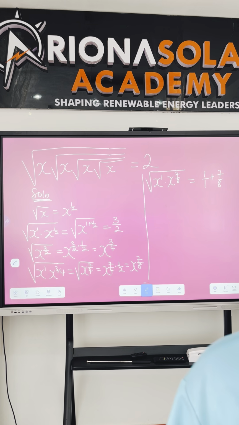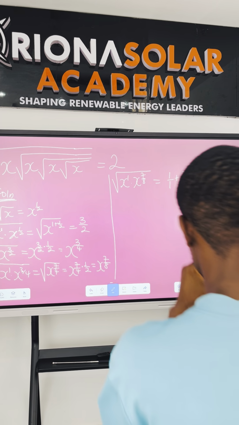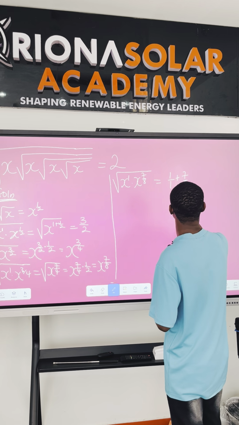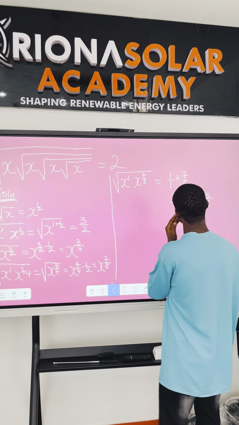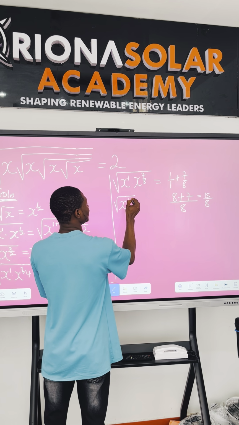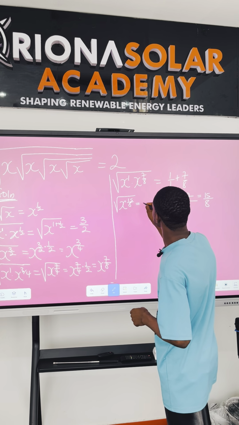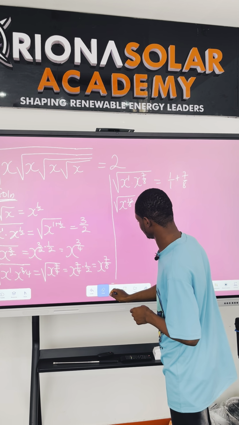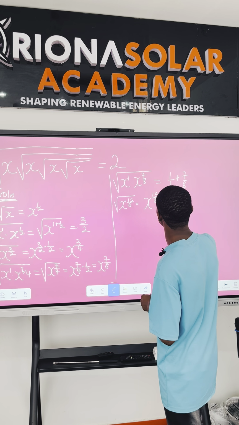Hope you can see that side. Okay, that's good. So 8 times 1 is 8, 1 times 7 is 7 over 8. So we are going to have 15 over 8. So we are going to be having square root of x to the power of 15 over 8 is equal to 2. This is 15 over 8, so it will now be x to the power of 15 over 8 times 1 over 2.